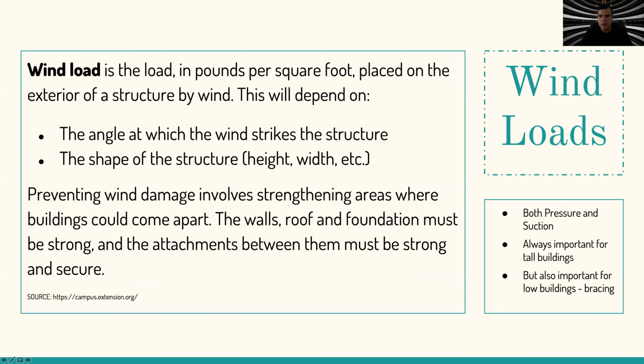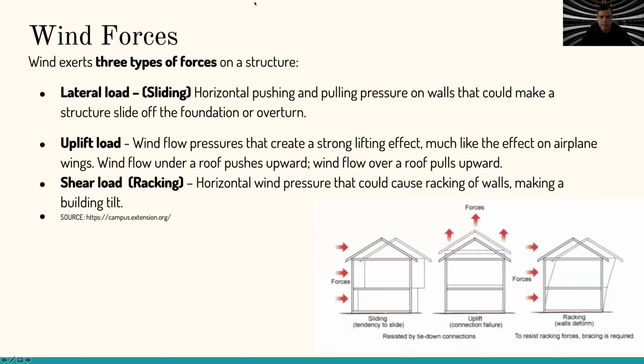Thereafter, we have wind loads. Wind loads in pounds per square foot are usually placed on the exterior part of a structure by the wind. The wind will push the building, and it may affect the shape of the structure. Well, it's very important to prevent wind damage. Wind loads are very dangerous in tall buildings. Why will that happen? Because it will produce some kinds of forces.